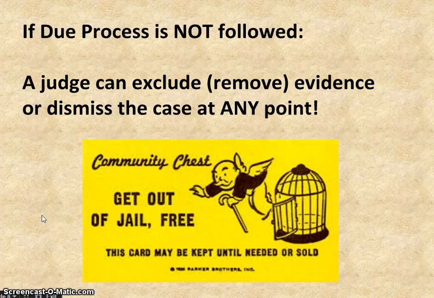So what happens if due process is not followed? Well, the exclusionary rule says the judge can exclude, which means remove, any evidence that they think has been gathered without following due process. For example, if they think that a search and seizure was not constitutional, or that your rights to a fair trial were violated at any point, then they can exclude that evidence, and in fact, they can even just outright dismiss the case, regardless of any other evidence that the defendant may actually be guilty or innocent.